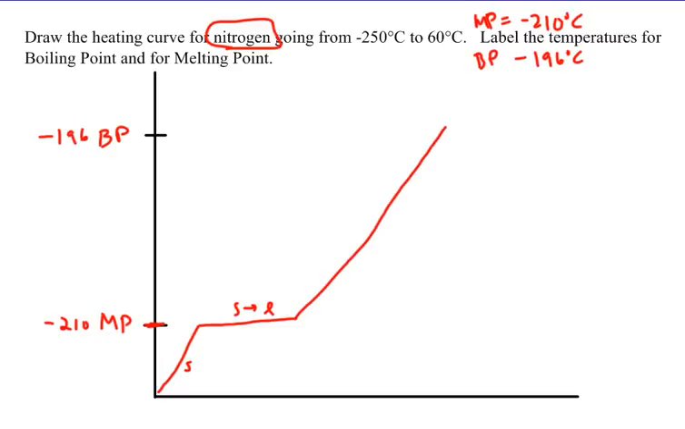And again, this is not at all to scale. But here we have liquid nitrogen, and then here we have the liquid nitrogen boiling away from a liquid to a gas. We want to bring this up to 60 degrees Celsius, so this graph would have to continue up there to get all the way up to +60 degrees Celsius. So I'm just going to draw that as an arrow to indicate that it should continue on.